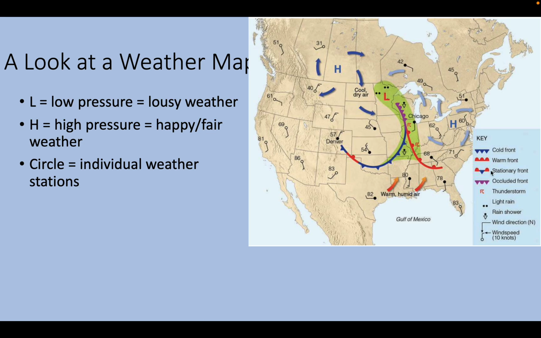We have our circles that would represent individual weather stations. Now, in this case, they actually put the wind speed and direction at each of the weather stations. But if they didn't have the wind speed and direction here, it would just be a circle. But if you ever see the symbols here, it means there is a weather station there.